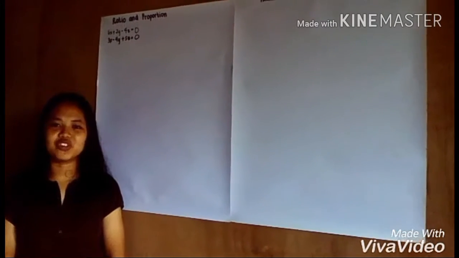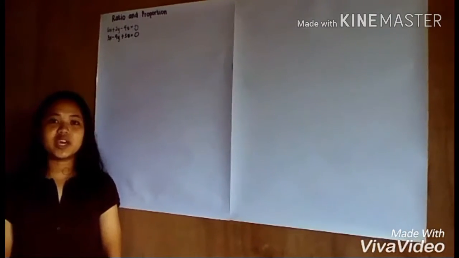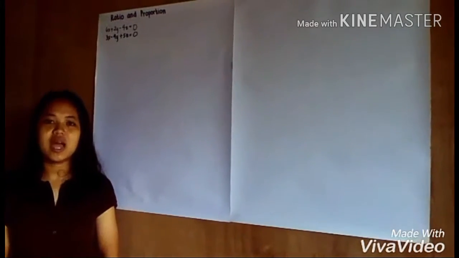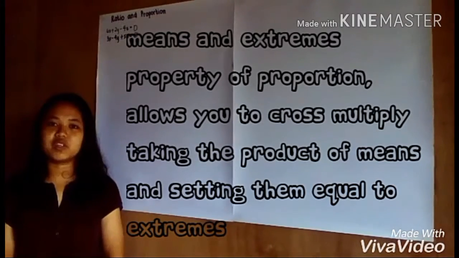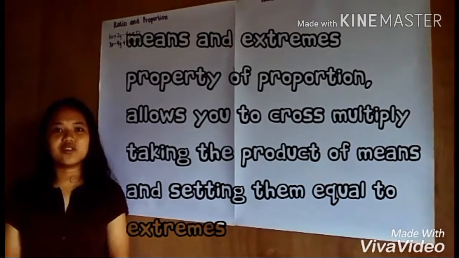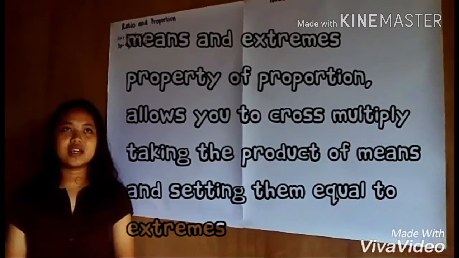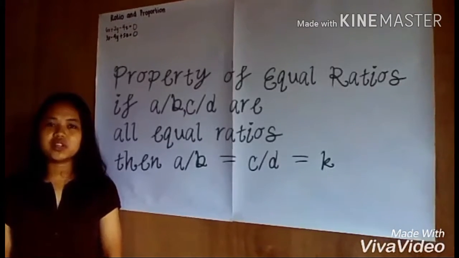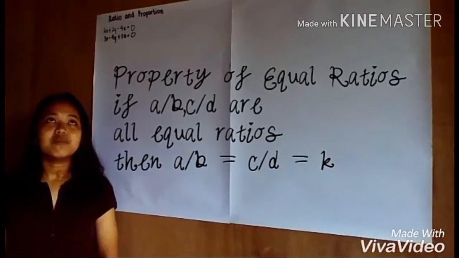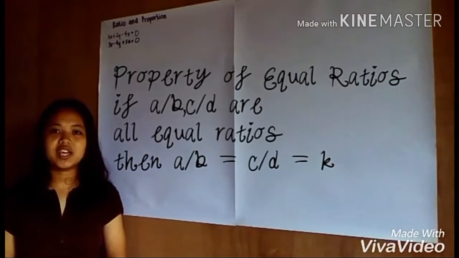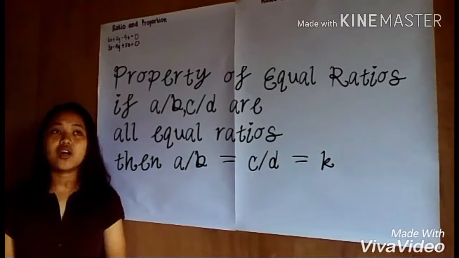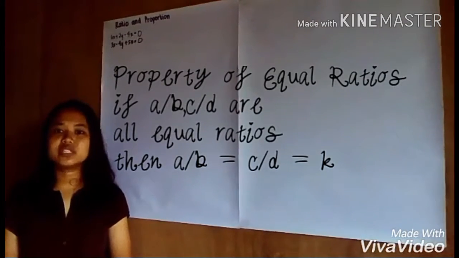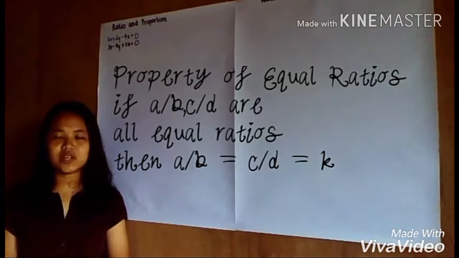There are ways in solving ratio and proportion. The first way is means and extremes, and the second way is the property of equal ratios. Means and extremes is a property of proportion that allows you to cross-multiply, taking the product of means and setting them equal to extremes. While another one is the property of equal ratios. Property of equal ratios states that if A is to B, C is to D are all equal ratios, then A is to B is equal to C is to D is equal to K.